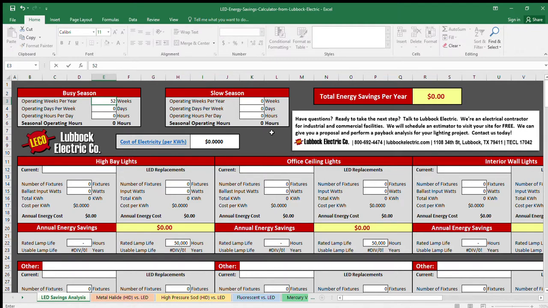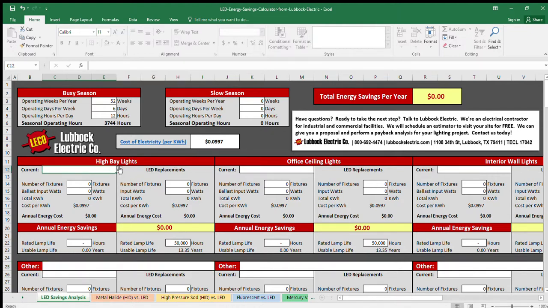We'll enter 52 weeks. Let's say you're open 6 days a week for 12 hours a day. Great. Next, we need to put in your electric rate. Your utility company charges you per kilowatt hour, and you can find this rate on your electric bill. It's going to be in cents and even fractions of cents. So of course I checked my electric bill and found that I'm being charged 9.97 cents per kilowatt hour. Okay, now we're ready to replace those lights.